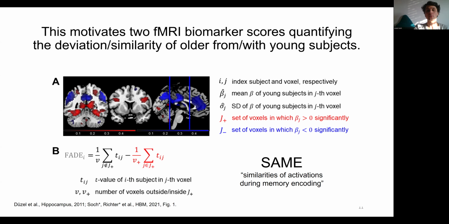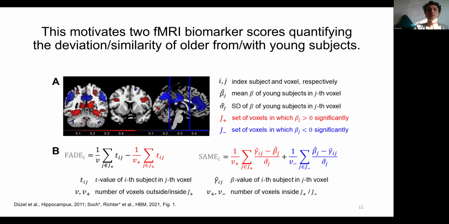In our study, we introduced the SAME score, for similarities of activations during memory encoding, and the SAME score goes beyond the FADE score by considering reduced activations and reduced deactivations, as well as by also accounting for the variability of the young reference sample.